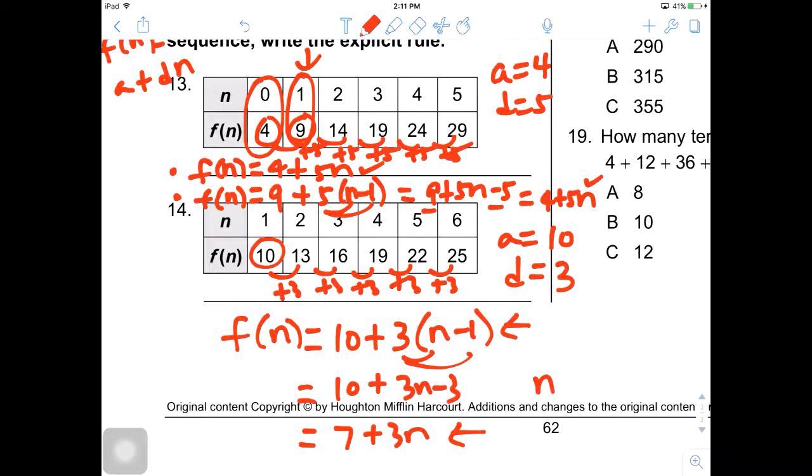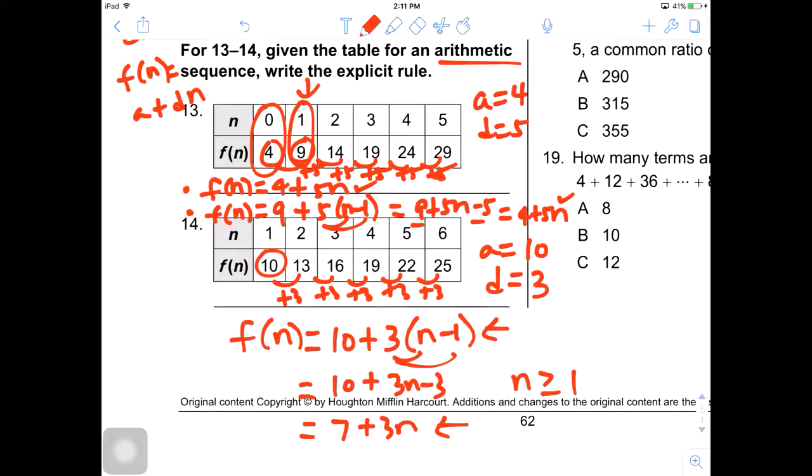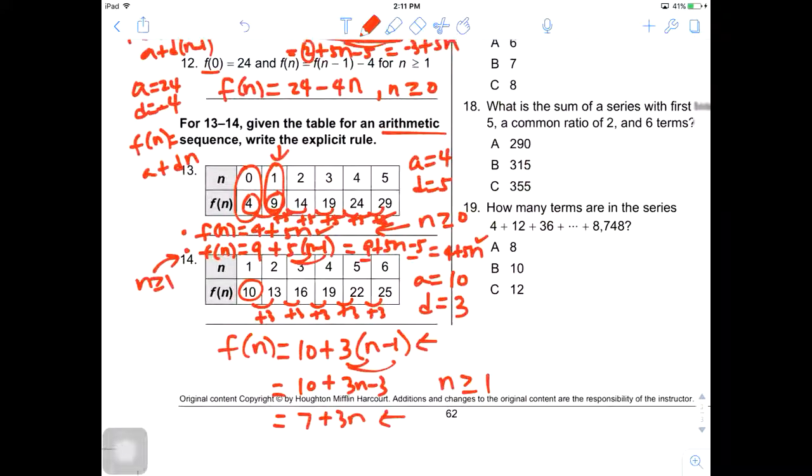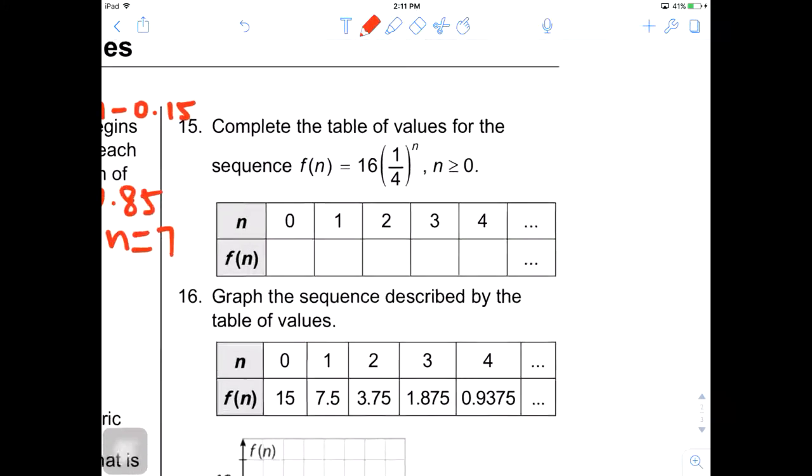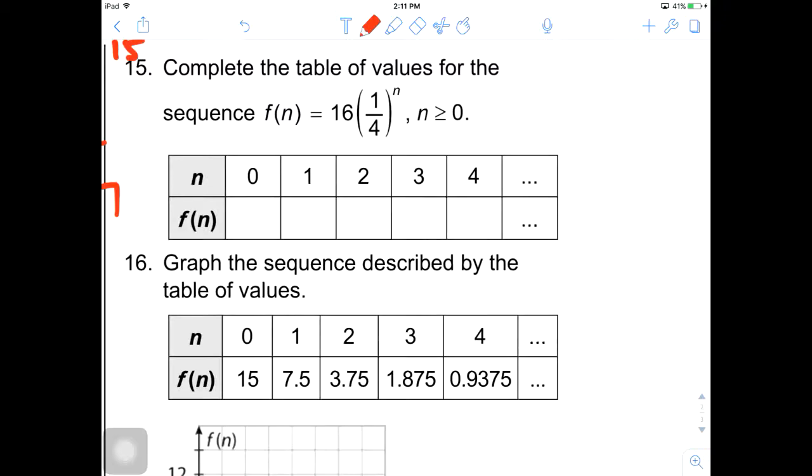And then if you want to state the domain, that will be n greater than or equal to 1. For the one above, it's n greater than or equal to 0 for the top formula, and the bottom formula is for n greater than or equal to 1. So whichever one you want to state. Number 15, complete the table of values for the sequence.